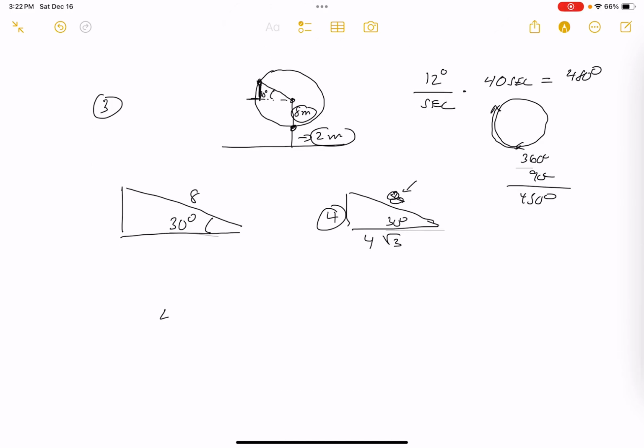So it's going to be 4 meters, that's this height here. 8 meters. And then this height over here, which is 2 meters. What does that give you? 14 meters above the ground. And we're done. Thank you.